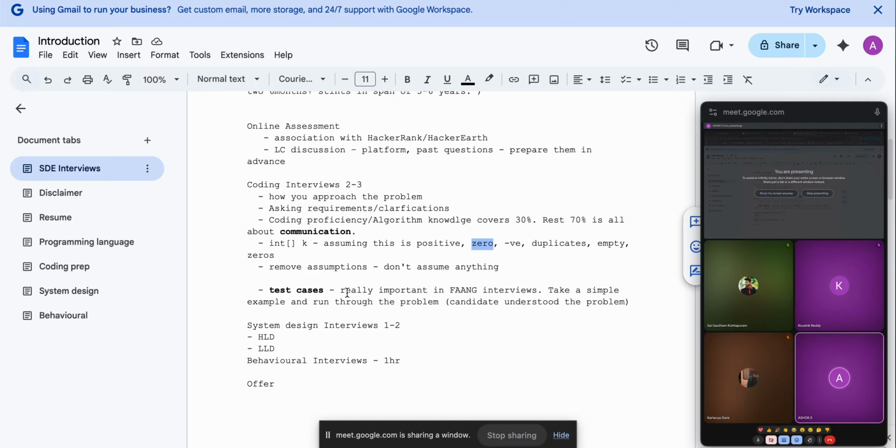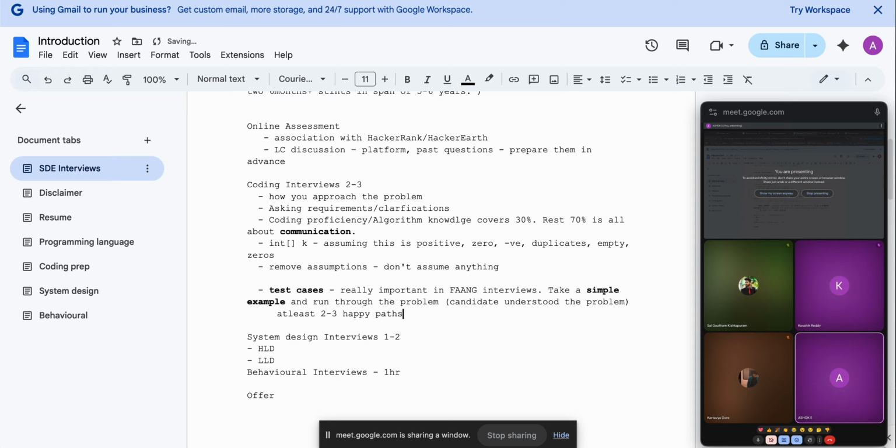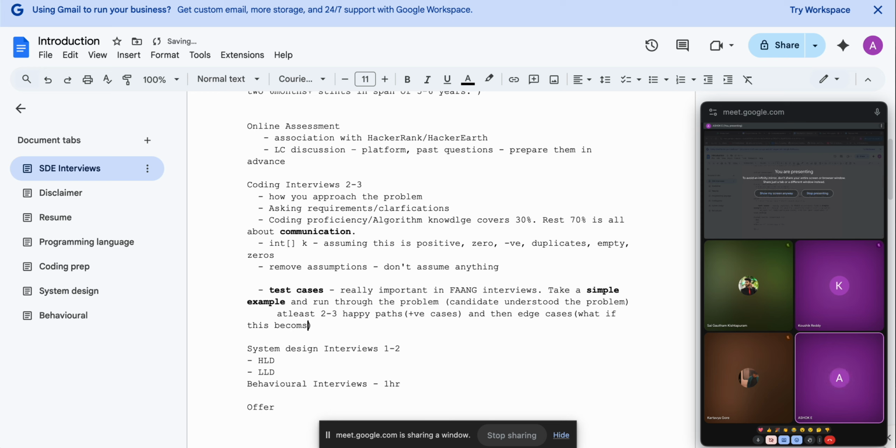So test cases has two parts. One is the simple test case walkthrough, and then covering at least 2 to 3 happy paths, which is positive cases, and then edge cases. Edge cases, what if this becomes empty or negative, right? So all these cases you need to handle.